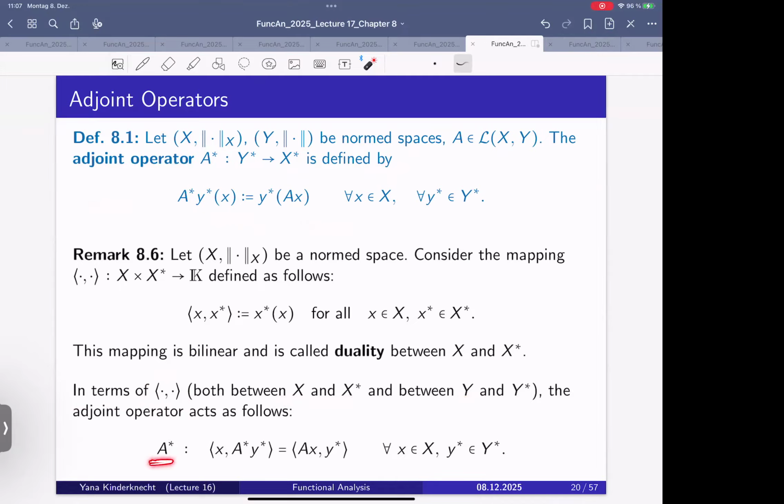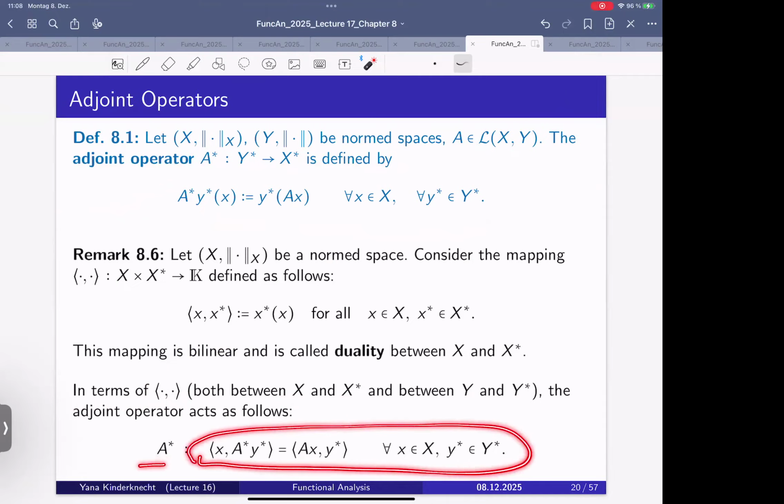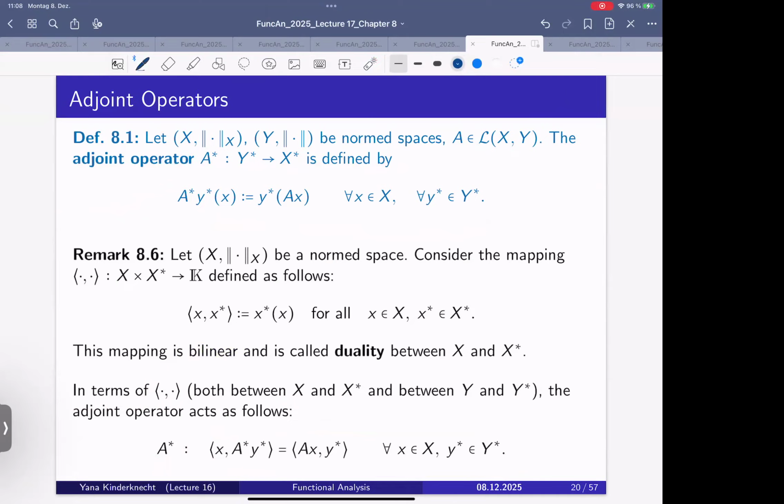So the adjoint operator is the operator such that this formula holds, where here we have x in big X, and this is an element of x star. So here we have duality between x and x star, and here this is the element from y, and this is the element from y star. So on the right-hand side, we have duality between y and y star. But nevertheless.